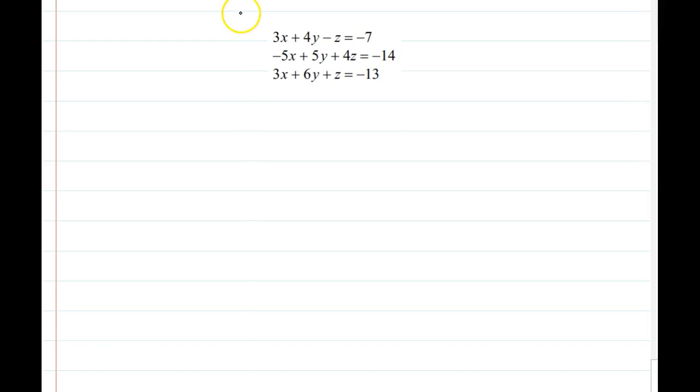So then here's number 13. I was going to do this problem, but I thought I'd leave this for you. Just kidding.